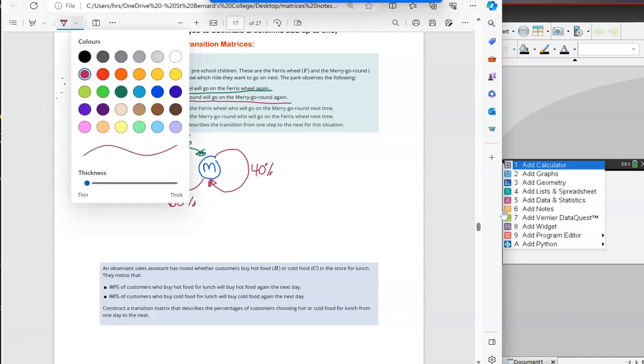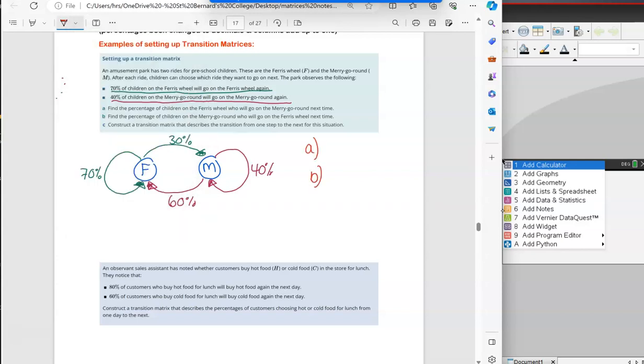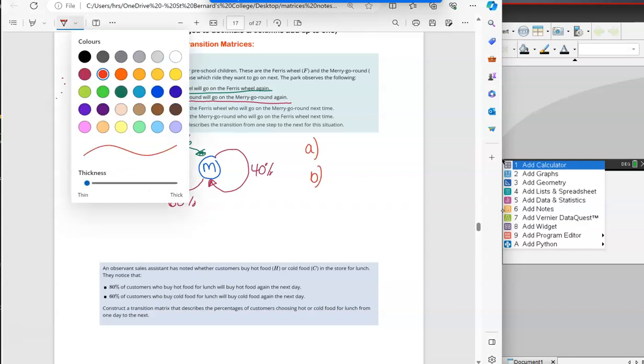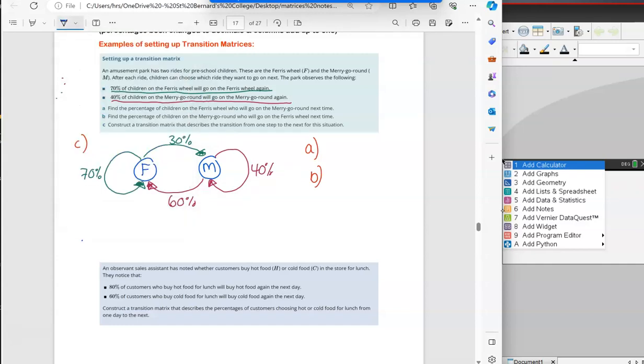So now we can sort of answer these questions again. It said, find the percentage of children on the Ferris wheel that will go to the merry-go-round, and you told me that was 30%. And find the percentage of children at the merry-go-round that go to Ferris, which is 60%. Okay, so that was still a 2 by 2. Oh no, it asked me to construct a transition matrix for C. So sorry, let's do that.